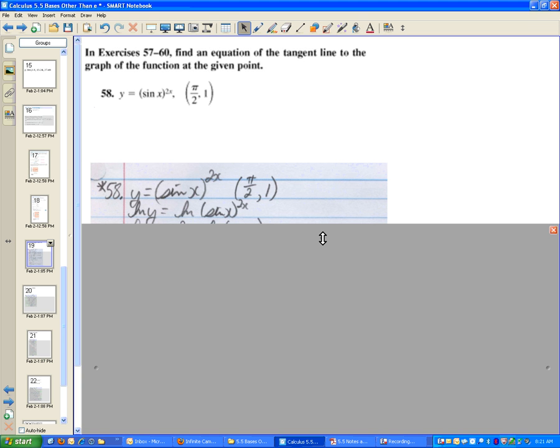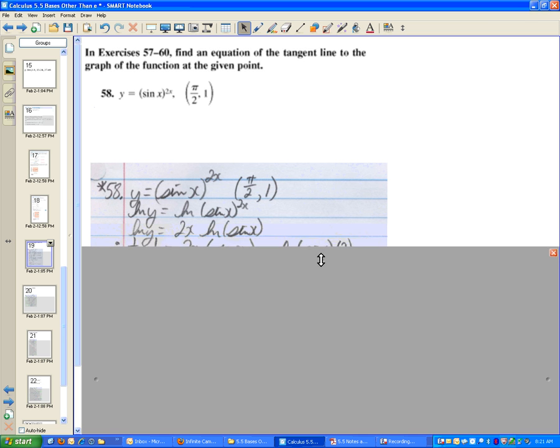All that means is you start off by taking the natural log of both sides, and use your logarithm rules to turn this into something that you do know how to find the derivative of. So the natural log of the sine of x to the 2x, we can use the exponent property to turn that into 2x times the natural log of the sine of x. So we've got the natural log of y on the left. And then take the derivative of both sides.